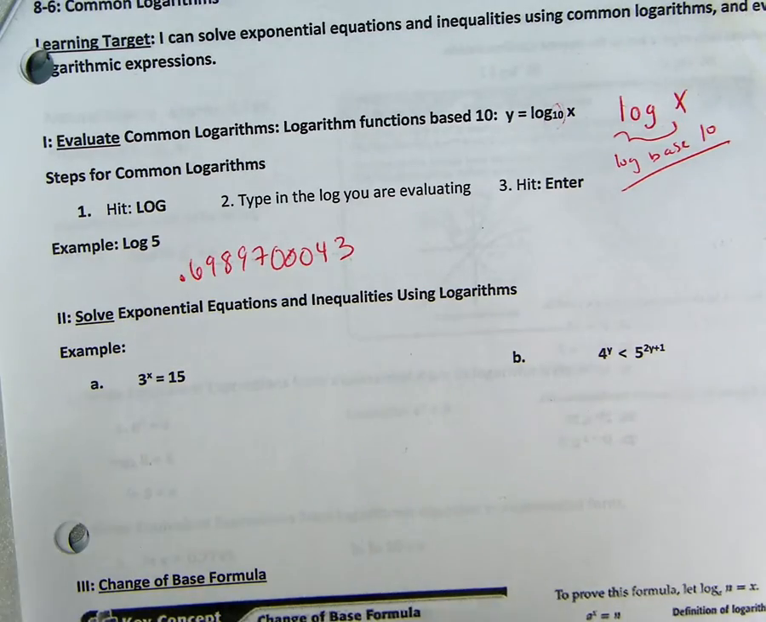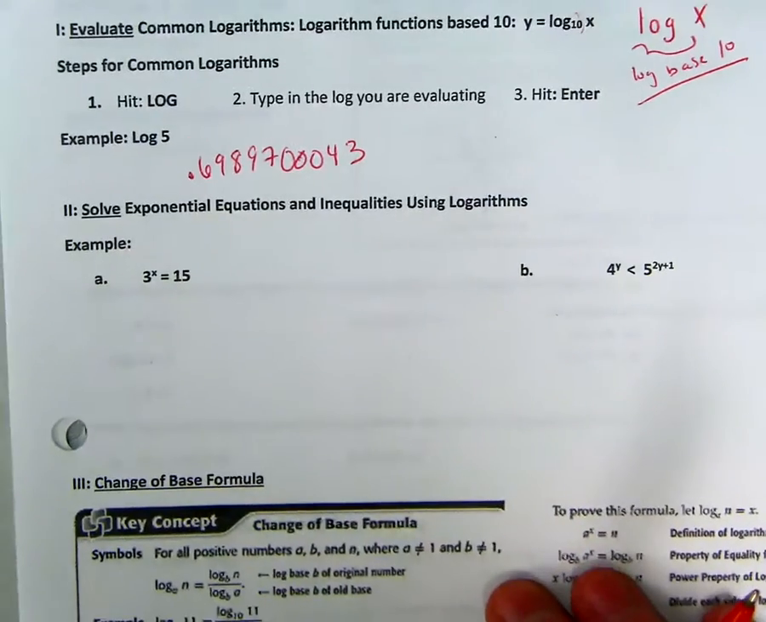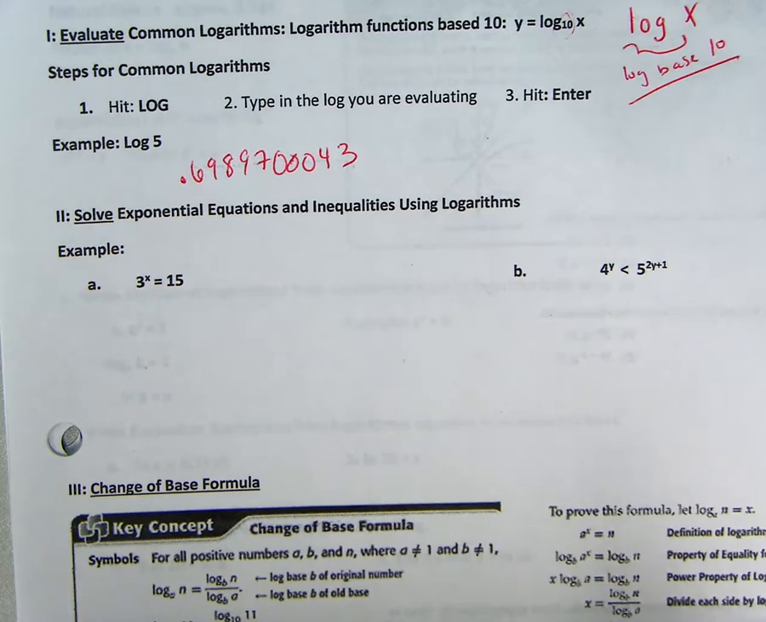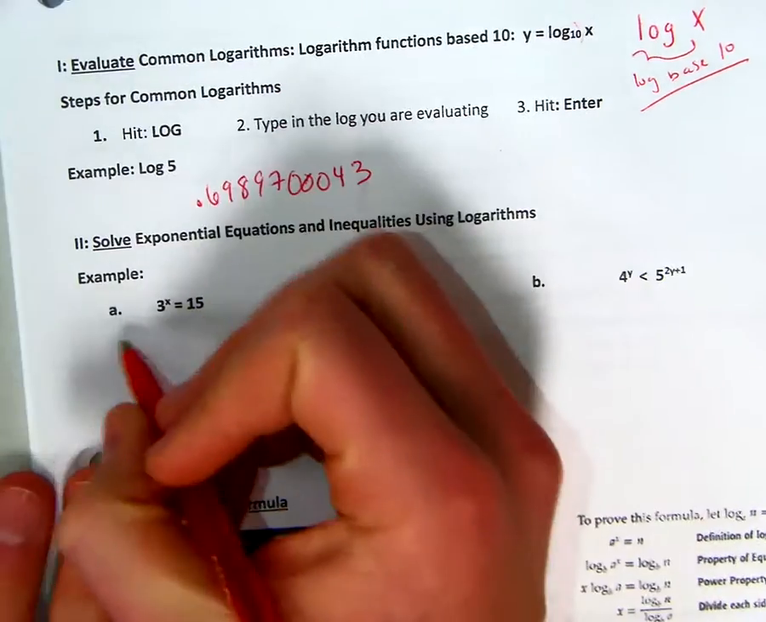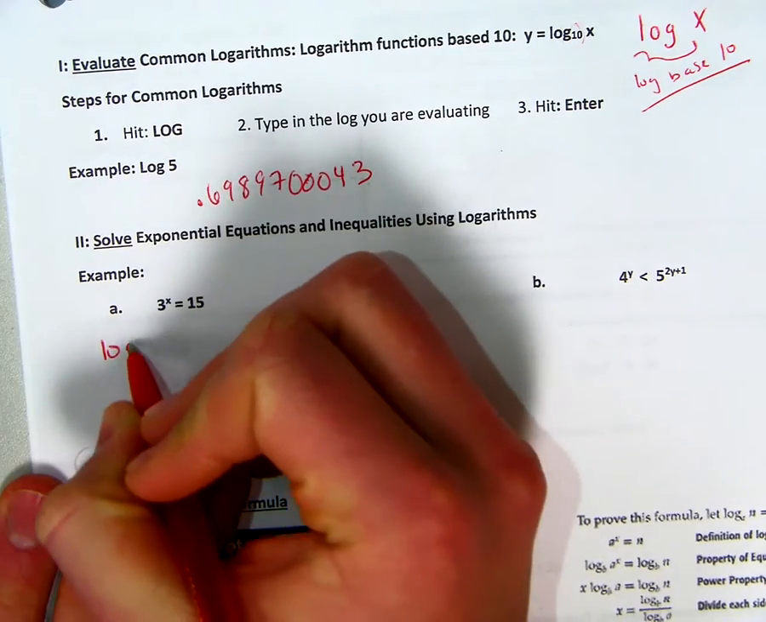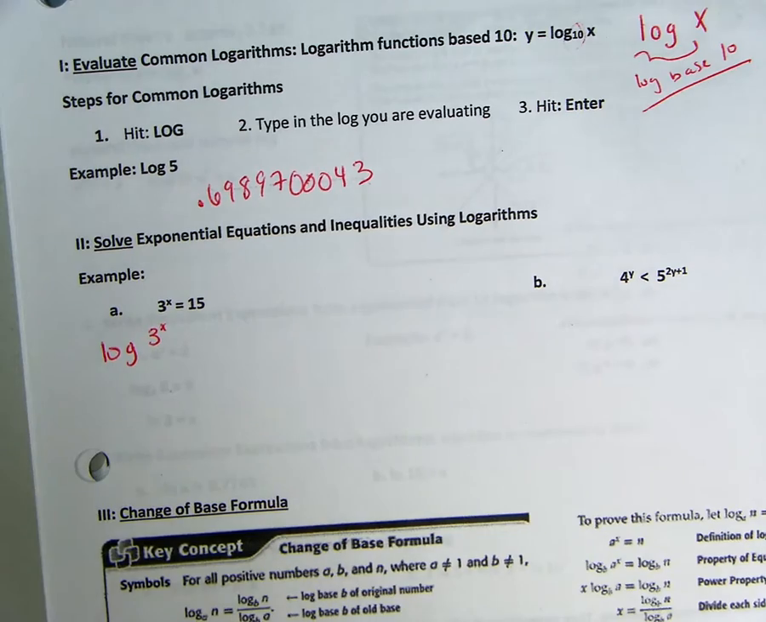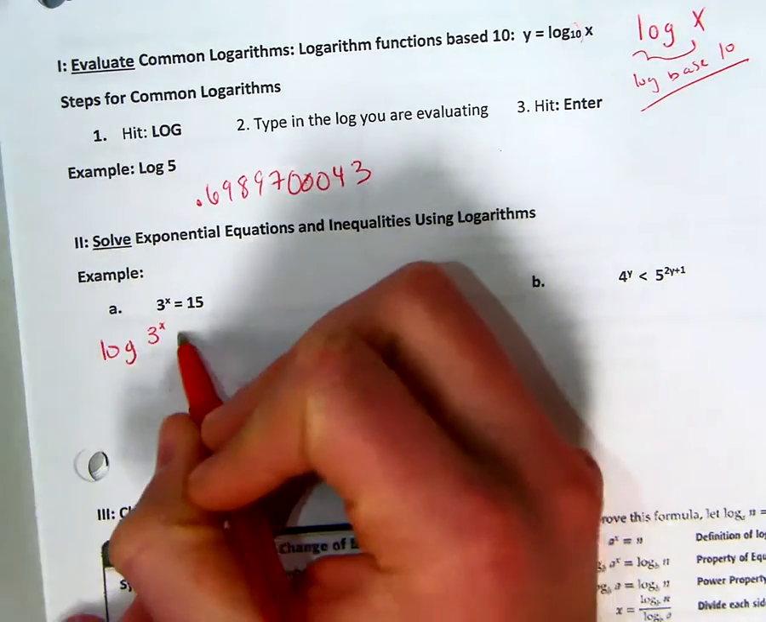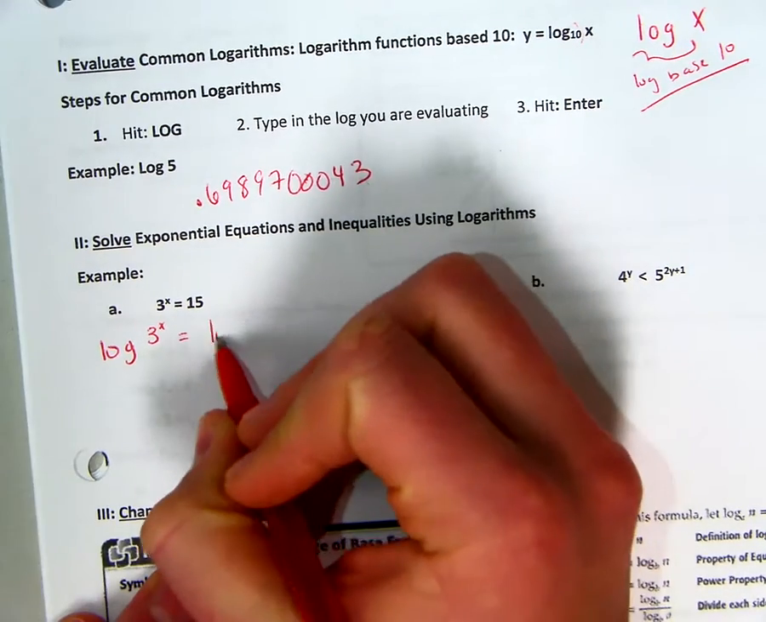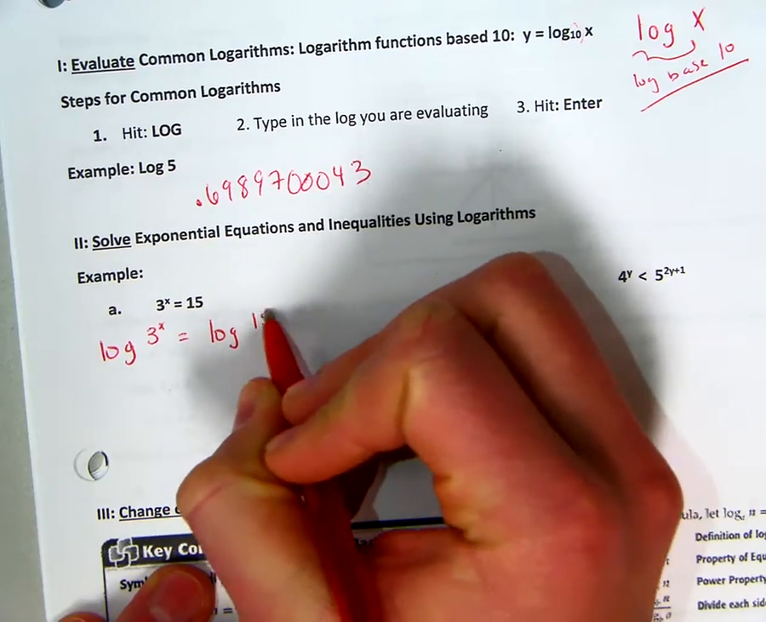For part 2, for solving, you know how before when we had logs on both sides we would cancel them out, but instead of canceling them out, you can bring them back as long as it's the same base. So we're going to use common logs to do that. So I'm going to have log base 10 of 3 to the x equals log 15.